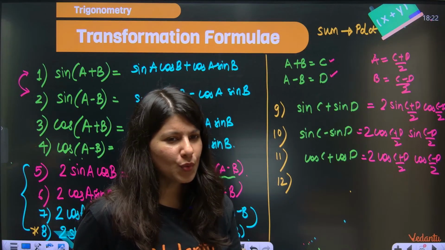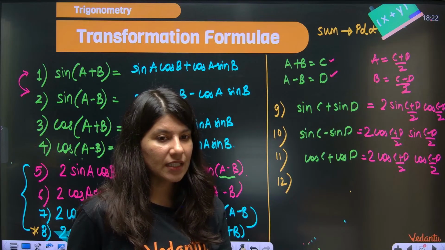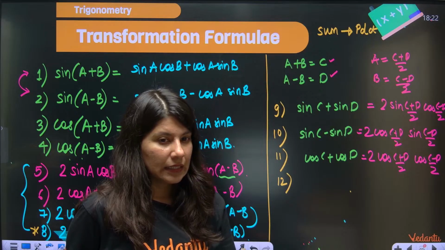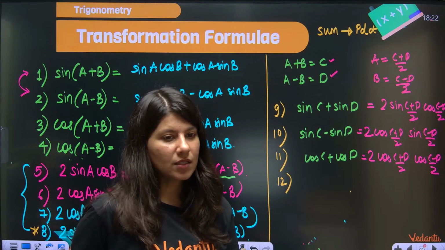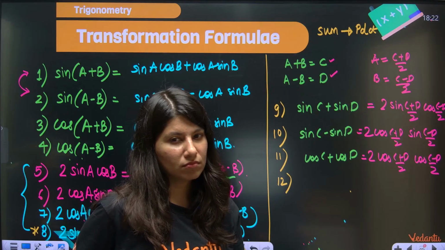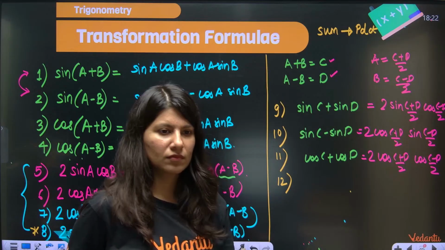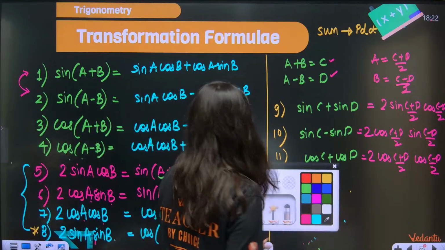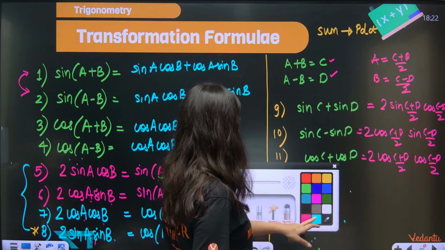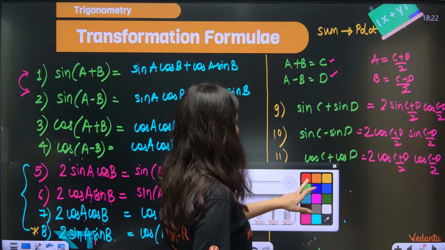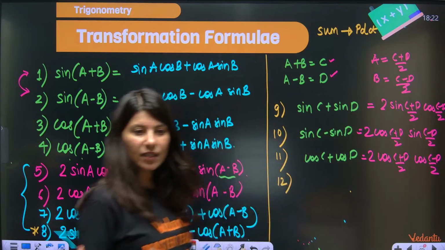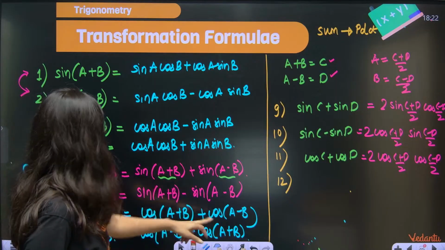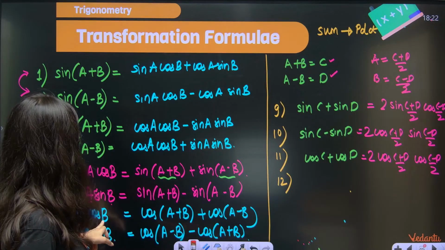Ma'am, how to choose A and B? Because if taken differently, B and A, then different formula is used. I didn't get your question. Maybe right now you should focus on the formula. Maybe your doubt will get clear once we start solving the problems, okay? So cos C plus cos D is 2 cos((C+D)/2) cos((C-D)/2).